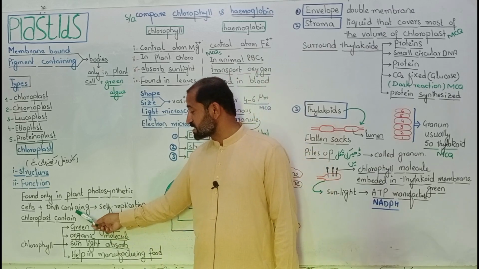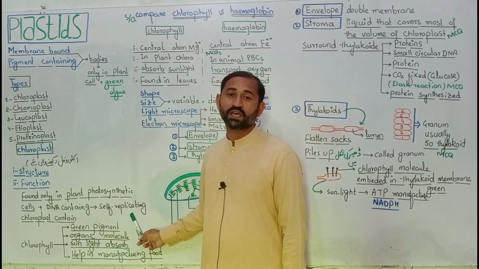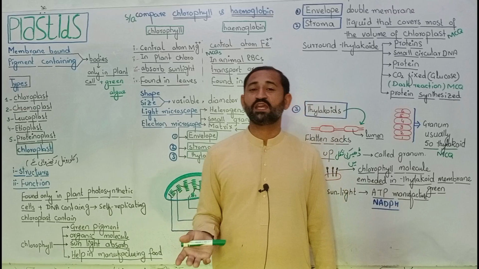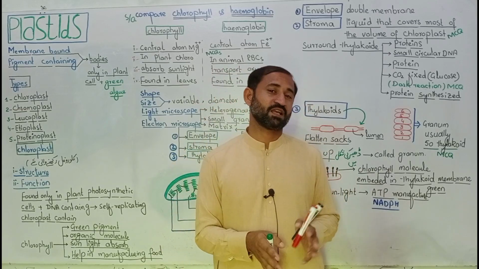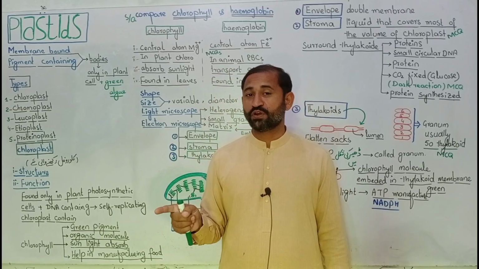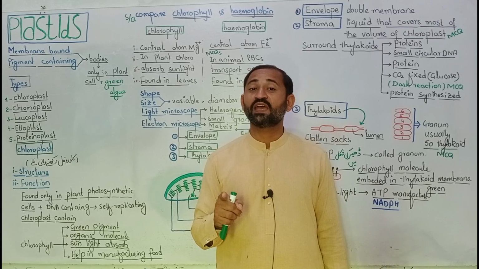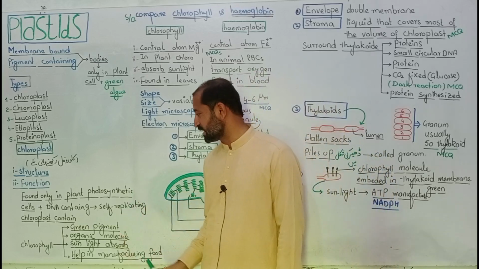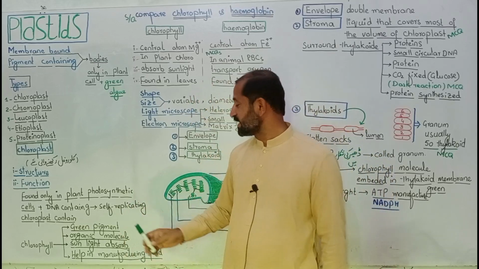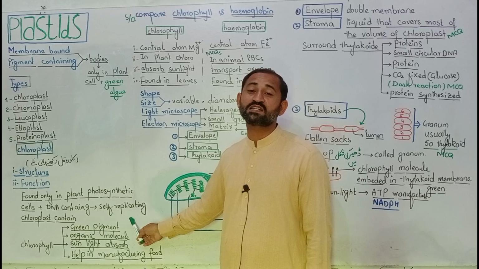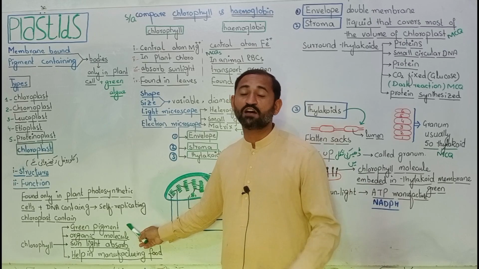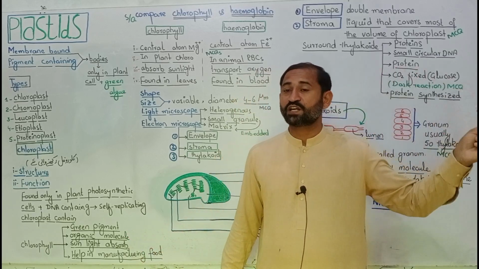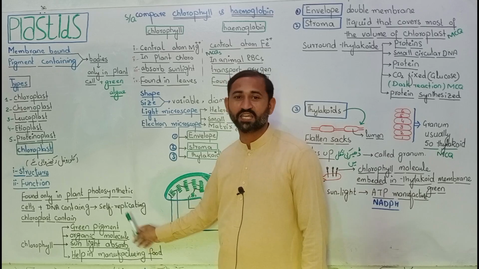It has its own DNA, and that's why it is self-replicating. The organelle that has its own DNA is also a self-replicating organelle. Like mitochondria, chloroplast is a self-replicating organelle. Keep in mind that this line is written in the last line of the last paragraph in your topic. So you have to cut this line from there and write this line here.